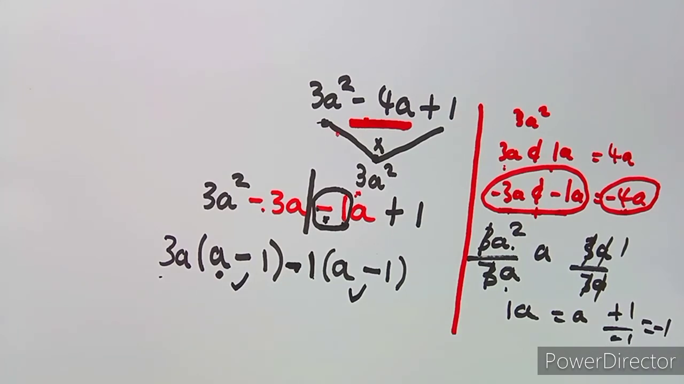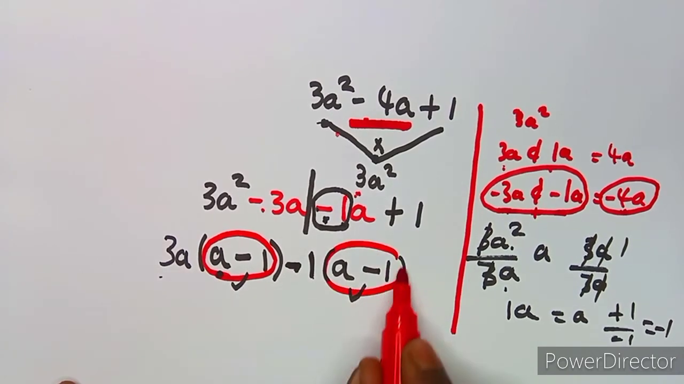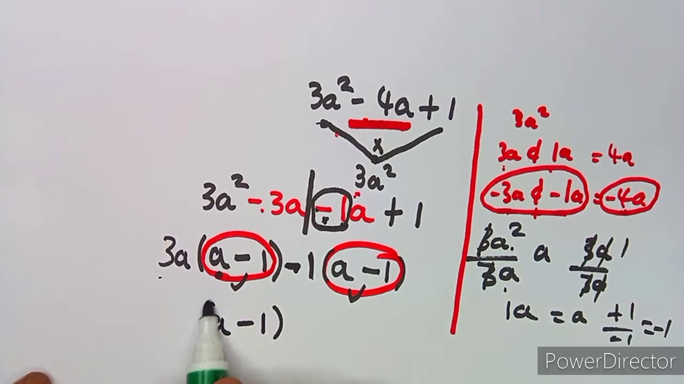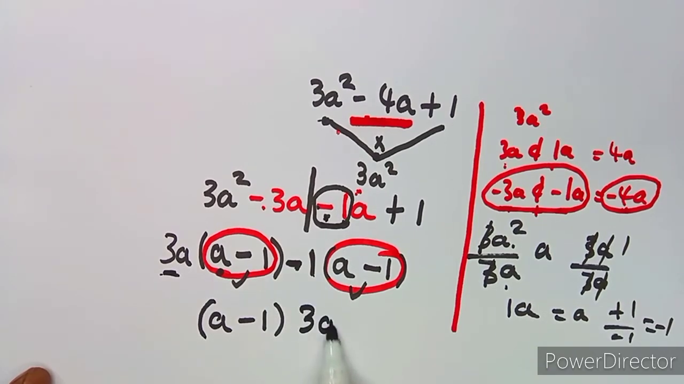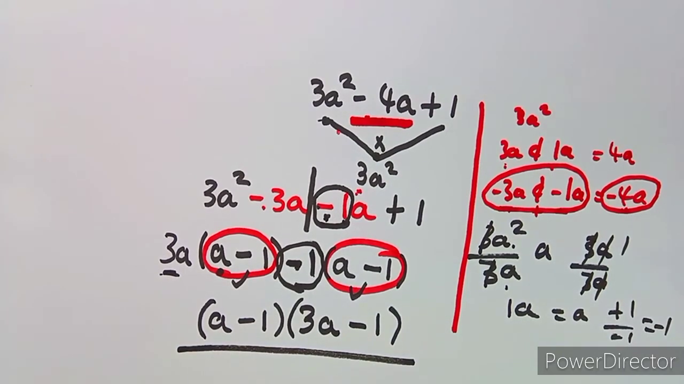So that is the concept, because you can't factor out these brackets if they are not the same. So once they are the same, I can now factor out this common bracket. So let's factor out that common bracket of a minus 1. That means I'm going to be left with 3a, and here I'm going to be left with minus 1 like this. So this is what I'm going to have at the end.